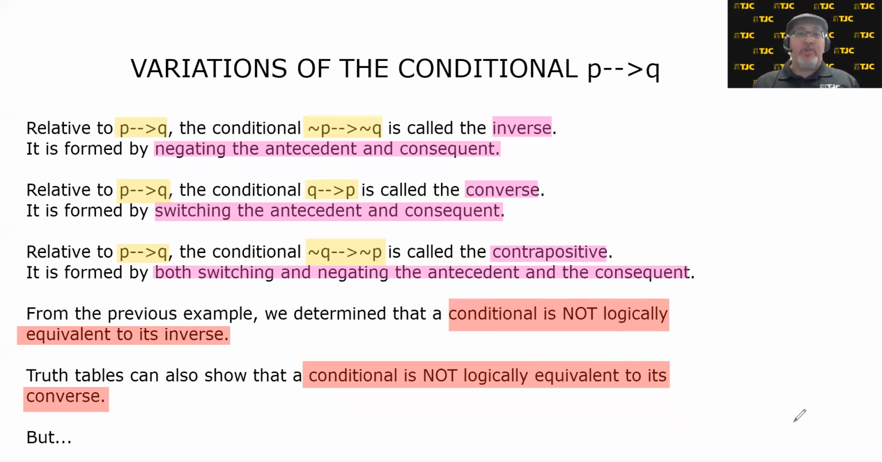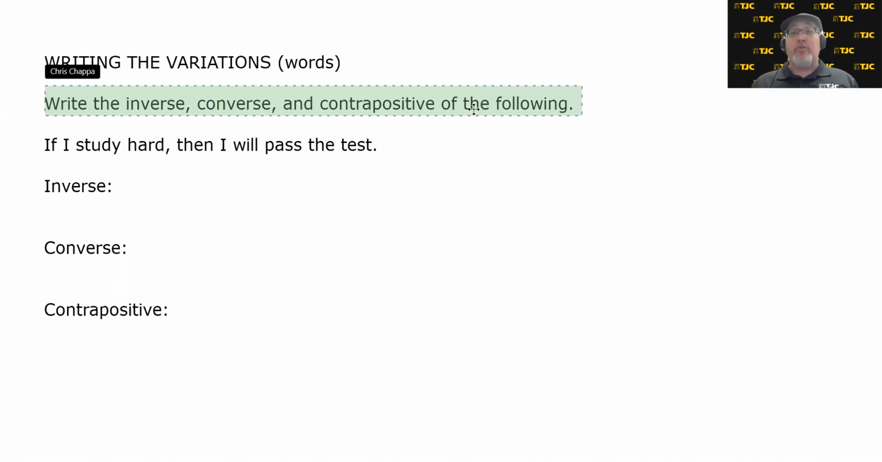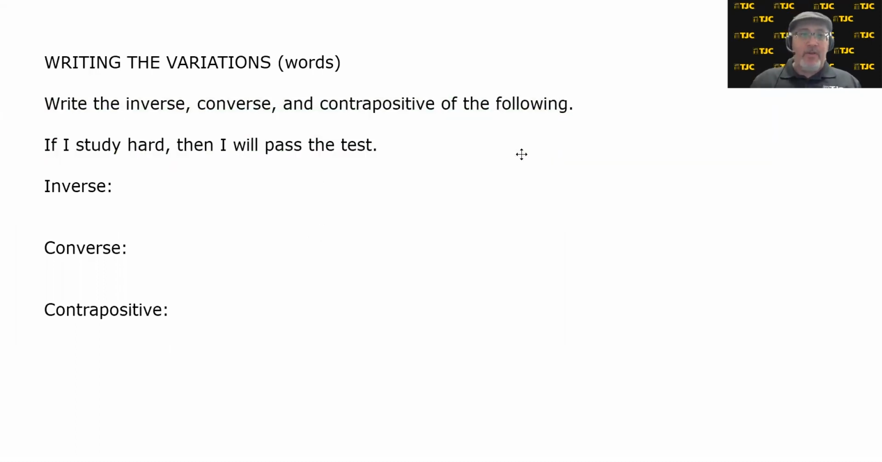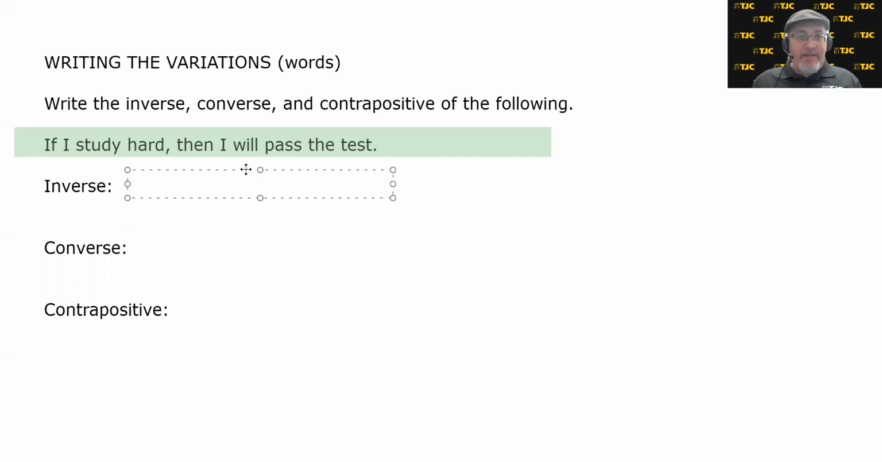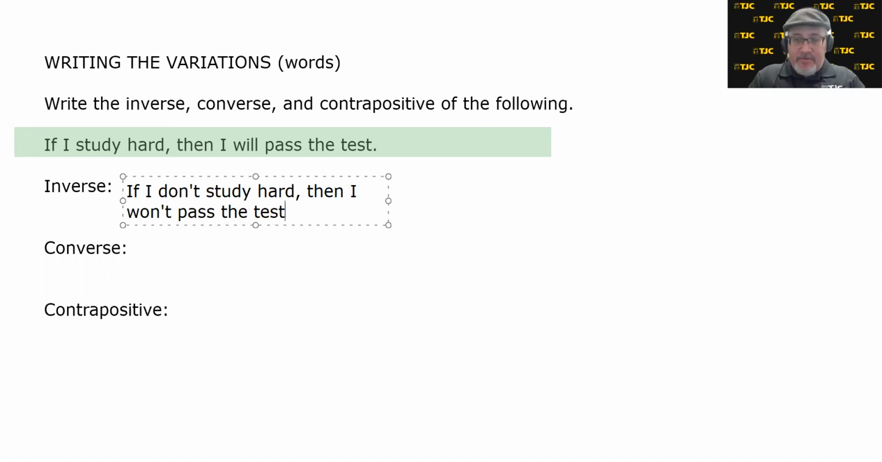To wrap up this video, we're just going to do some examples of writing variations. We'll do it in words and we'll also do it in symbols. So our mission is to write the inverse, converse and contrapositive of the following. If I study hard, then I will pass the test. All right. So how would that go? Well, for the inverse, we negate each half. So if I don't study hard, then I won't pass the test.